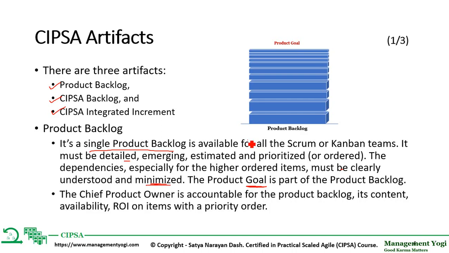So as you can see, this is the product backlog and the product goal is part of the product backlog. All these items are the product backlog items. The high order items will be fine grained or clearly defined. The low order items will be coarse grained or less clearly defined. The chief product owner is accountable for the product backlog, its content, availability, return on investment on the items with priority order. So the items which will give you the highest ROI will be towards the top of the backlog.